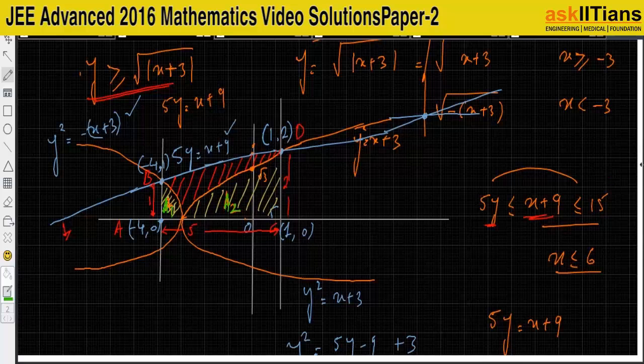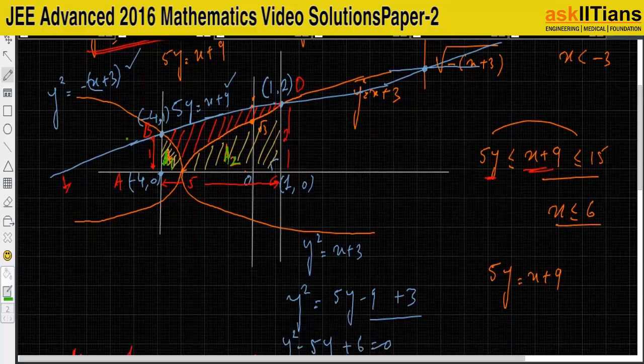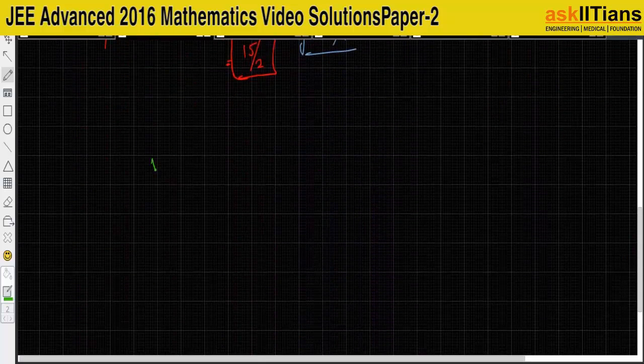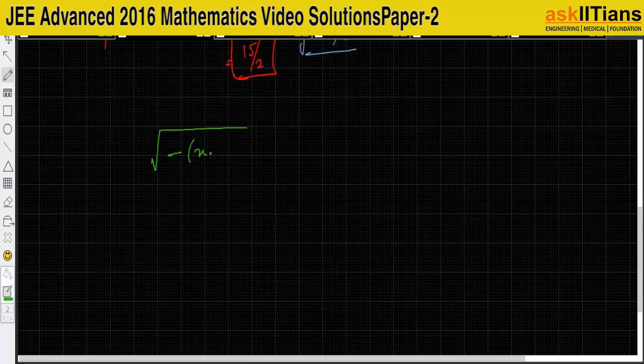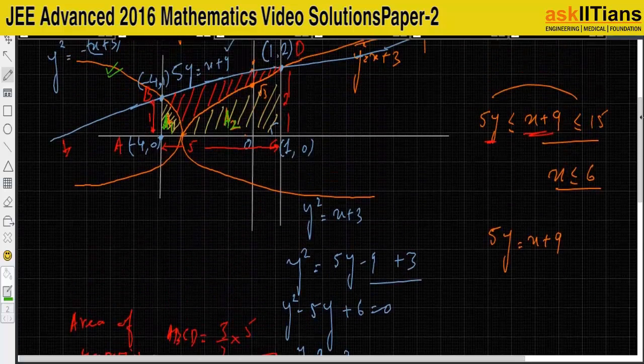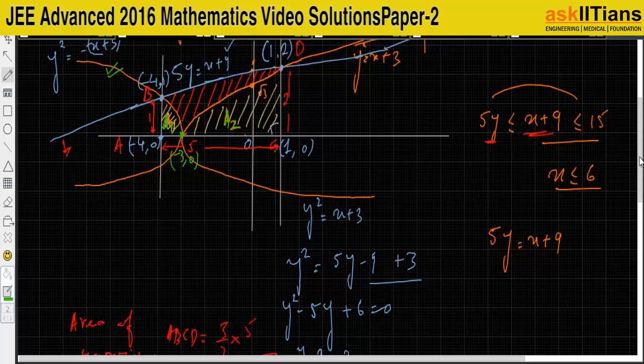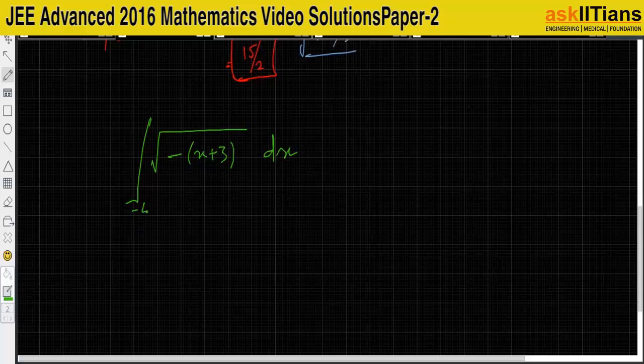So what will be A1? A1 is the area under this curve. A1 will be minus of, this is the curve, dx, from where to where? From minus 4 to this point. This point is minus 3, right? Minus 3 comma 0. So from minus 4 to minus 3, this will be A1.